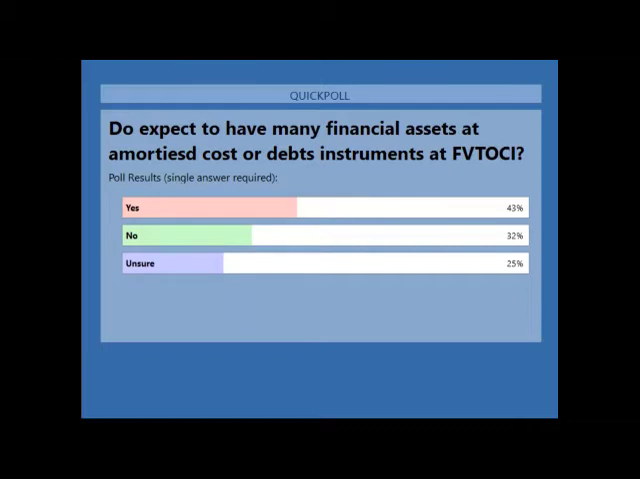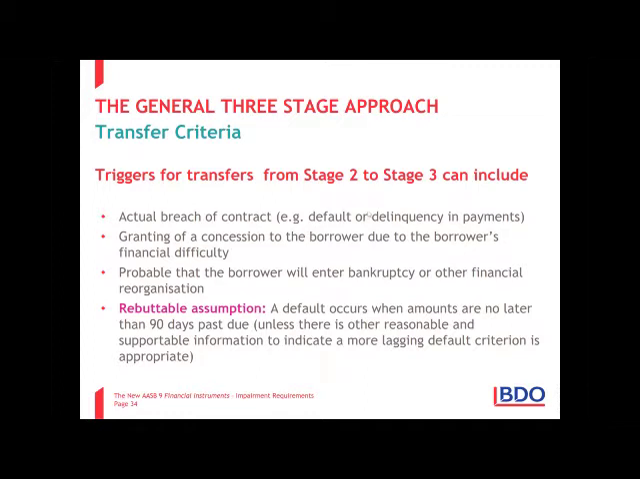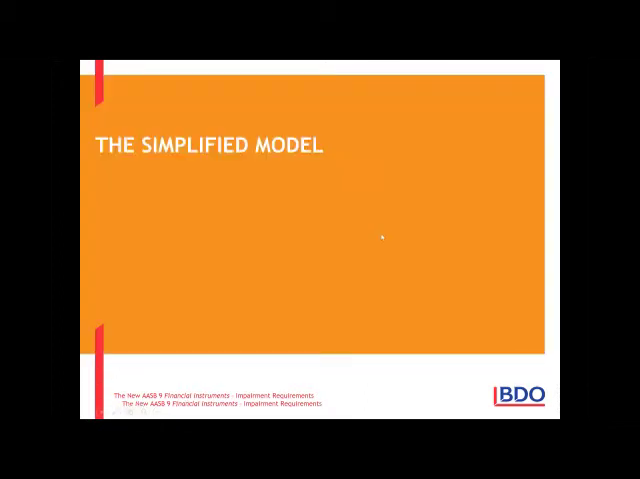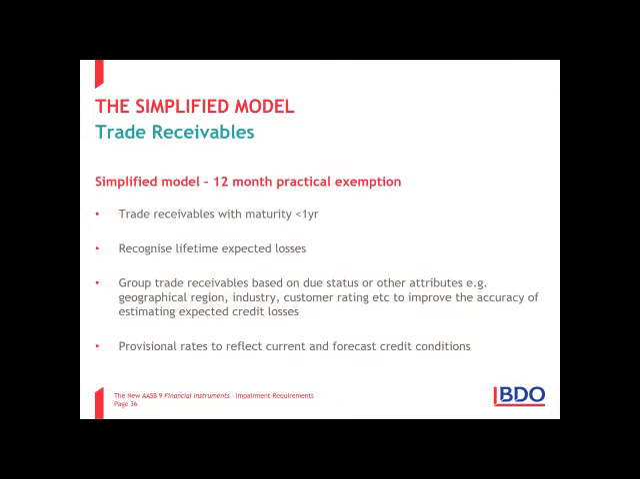And if I share it, you'll see 43% would say yes, absolutely, we have those items and we'll have to consider the three-stage approach. 32% no, and then 25% not sure. I understand that because we'll have to do a little bit of work on the new categories of AASB 9 to determine which categories you would have.